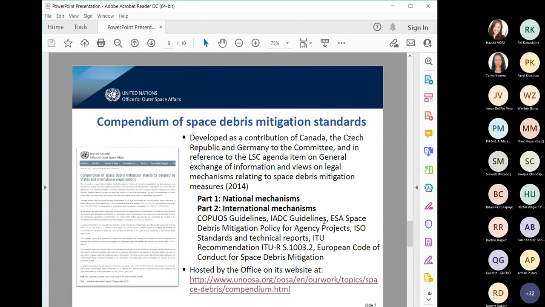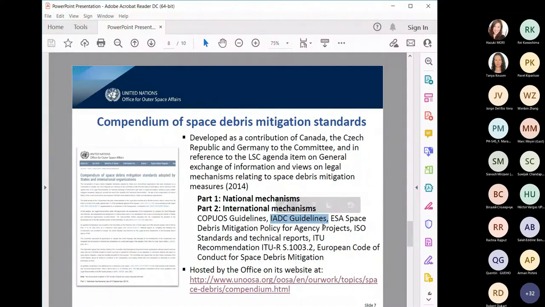full text of IADC guidelines, ITU recommendations, etc. Standards and technical reports of ISO, or description of it, on that webpage. And as I mentioned earlier, IADC guidelines have formed the basis for the COPUOS guidelines.